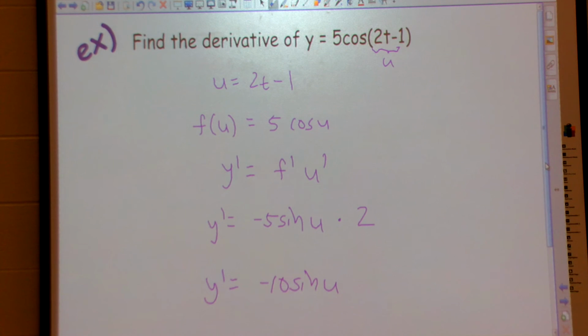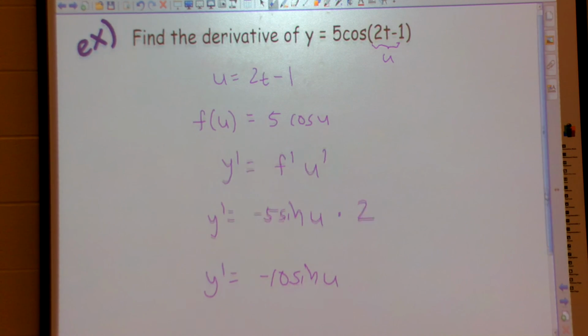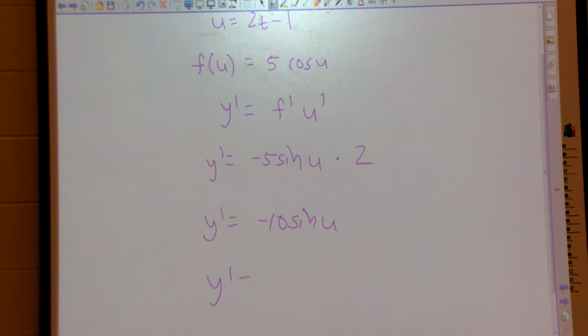But the last thing I'm going to do is, I didn't start with u's, I better plug back in, right? Yeah, change it back. So u is all this junk, so plug it back in. So y prime is negative 10 sine 2t minus 1.